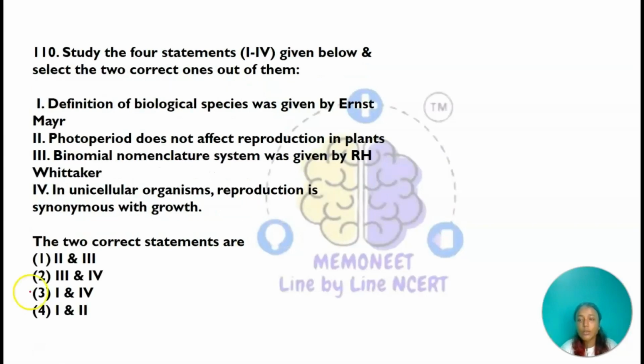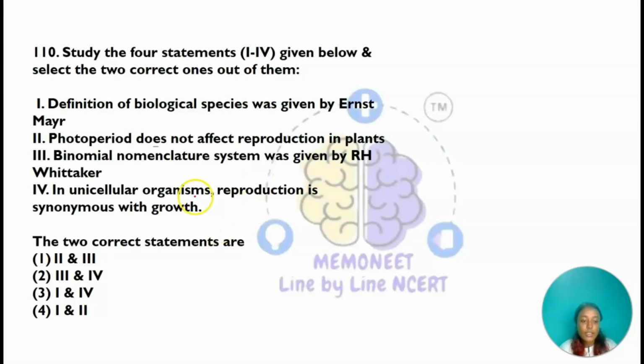Let's move on to the next one, which is: study the 4 statements 1 to 4 given below. Select the 2 correct ones out of them. Definition of biological species was given by Ernest Mayr. Then we have: photoperiod does not affect the reproduction in plants. Binomial nomenclature system was given by R.H. Whittaker. And unicellular organism reproduction is synonymous with growth.